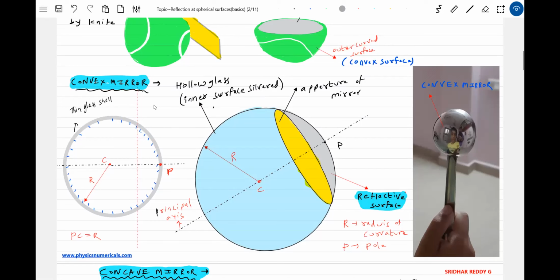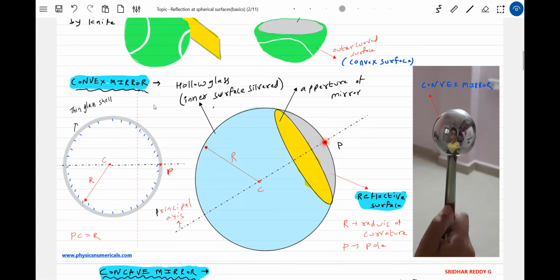What I do is I'm going to cut it. Are you noticing this red color line? Let me cut this thin glass shell at this particular point. So this is the structure that will be available. I'll separate it. That will become a convex surface. And this surface will be available for reflection. This surface I'll be using for the reflection.